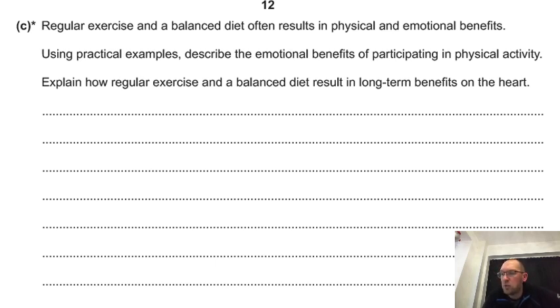Many candidates were able to describe at least 1 or 2 emotional benefits and at times using valid practical examples. Candidates were mostly well prepared for this type of extended question, with many now showing some planning before writing. The better answers reached level 3 in the levels mark scheme, addressed all parts of the question, including using practical examples to show emotional benefits and referring both to exercise and diet when explaining long-term benefits on the heart.